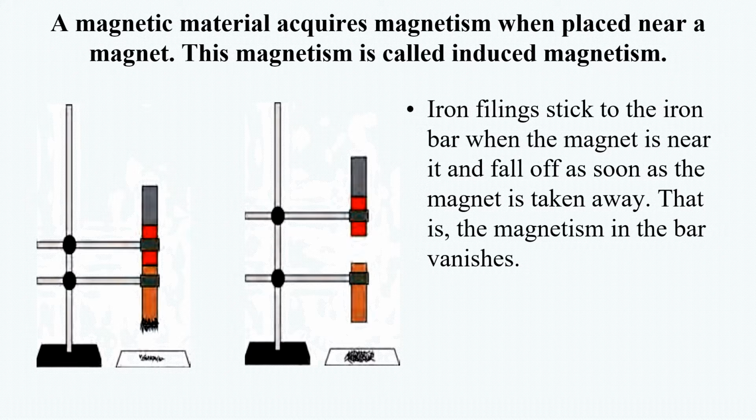So what is necessary for magnetism? The magnetic material should be near the magnet. Only then does it acquire magnetism, which is called induced magnetism.